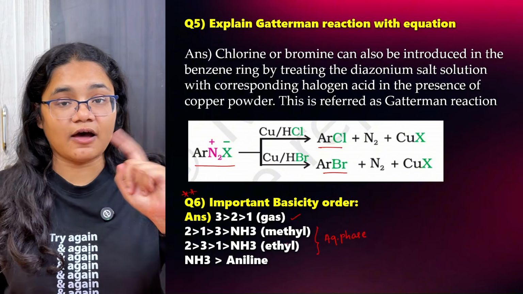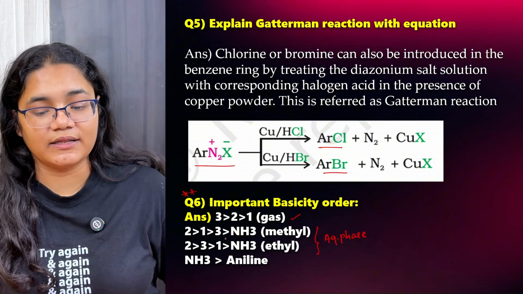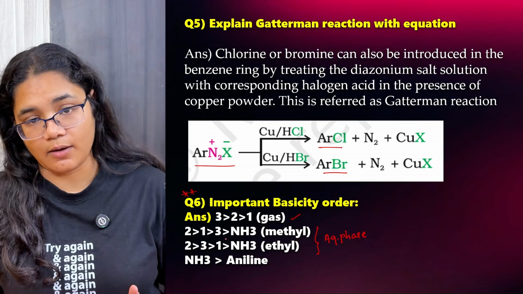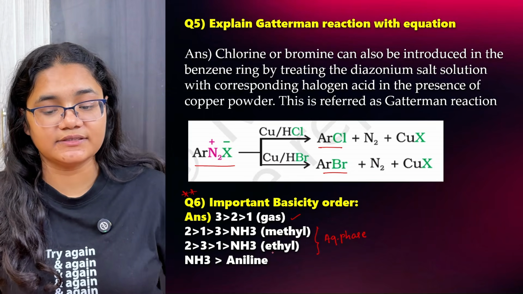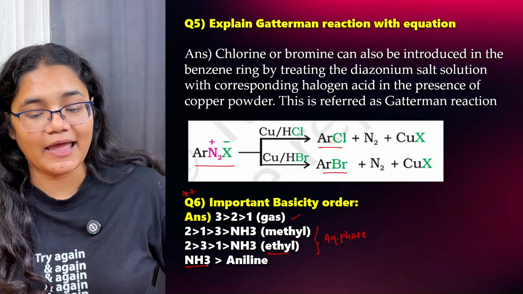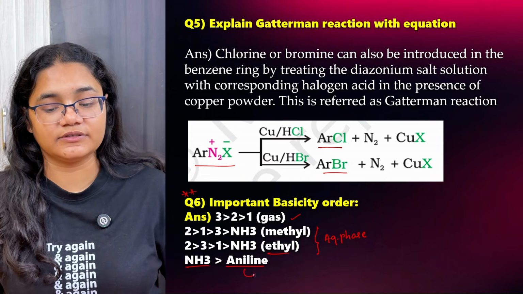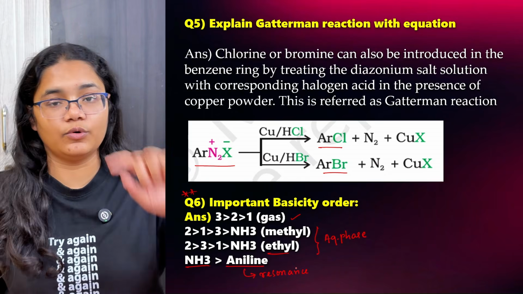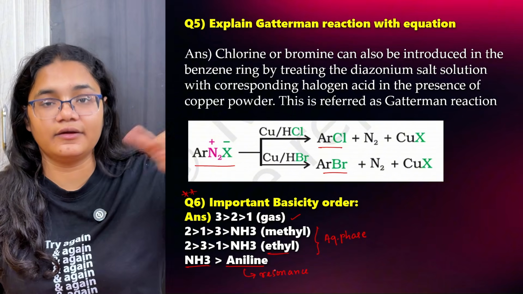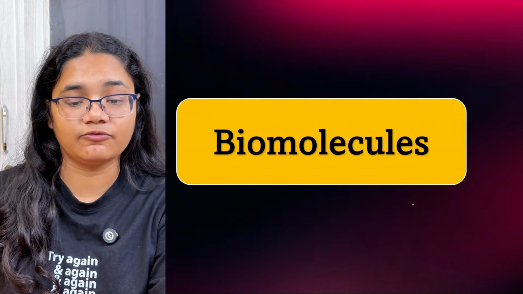In aqueous phase, if the R group is a methyl group, then you have 2, 1, 3, meaning secondary, primary, tertiary, then ammonia. And if you have an ethyl group, it is secondary, tertiary and primary, then ammonia. Then NH3 is more basic than aniline because in aniline there is resonance. And because of resonance, what will happen? The lone pair of electrons will move in the ring and is not available for donation.